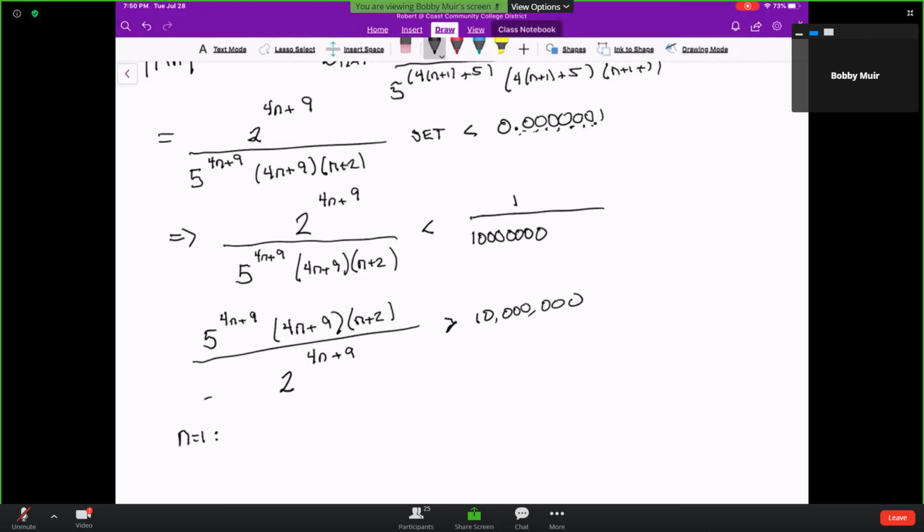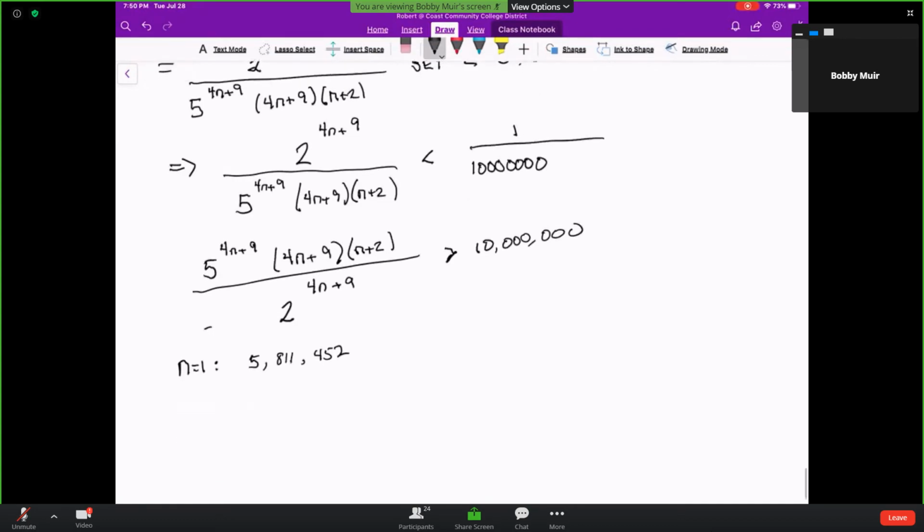Okay, so that's already in the billions. Now I'm going to multiply by 13, and then multiply by 3, equals, and then divide by 2 to the 13th power. And what I get for n equals 1 is 5,811,452. So 0.86 or something like that. Okay, so that's not bigger.